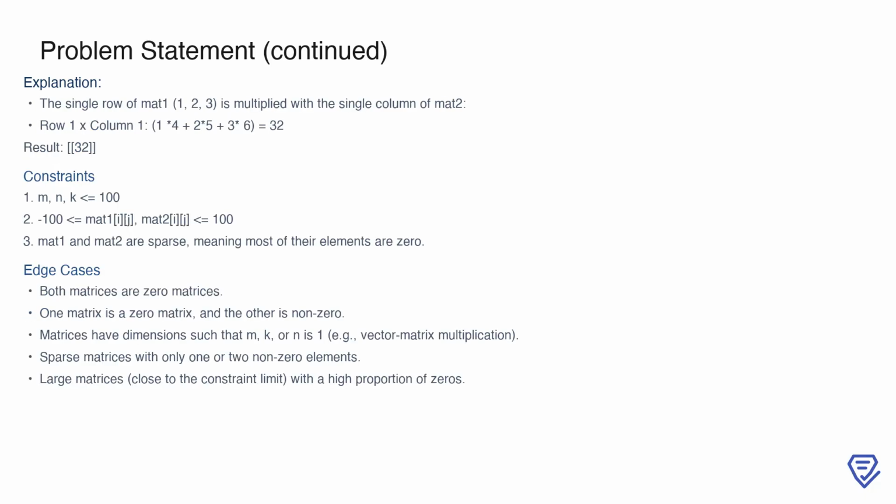Finally, there are some constraints and edge cases to consider. Both matrices have dimensions capped at 100, meaning their size cannot exceed 100 by 100. The values in the matrices range from -100 to 100, and both matrices are sparse, meaning that most of their elements will be zeros. Important edge cases include scenarios where one or both matrices are entirely zeros, resulting in a zero matrix output, cases where one matrix is a row or column vector, and situations involving very large matrices with a high proportion of zeros. Addressing these edge cases and leveraging the sparsity of the matrices is crucial for optimizing the solution.